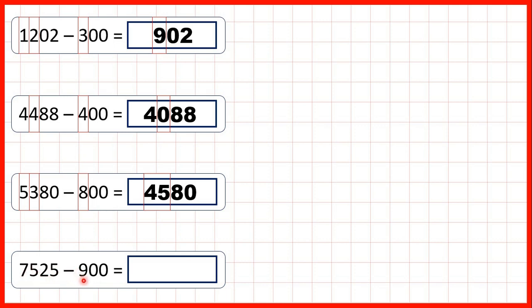7,525 minus 900. Highlighting the hundreds digits, we can see the digit that we're subtracting is larger, so let's work out 75 minus 9 instead. 75 minus 9 is 66. The tens and ones stay the same because we're not subtracting any tens or ones, so our answer is 6,625. Now let's take a closer look at these questions.